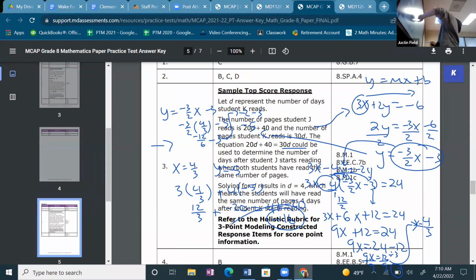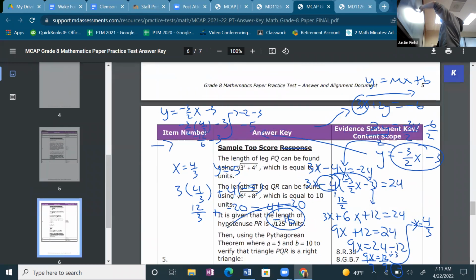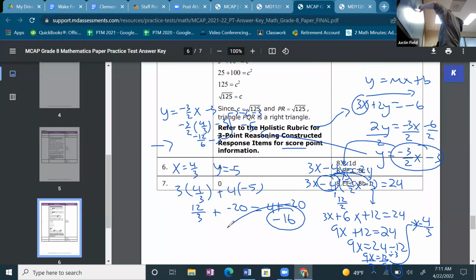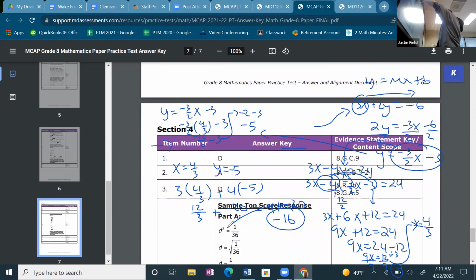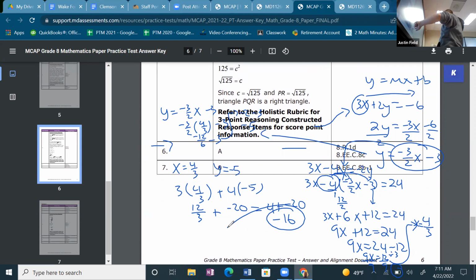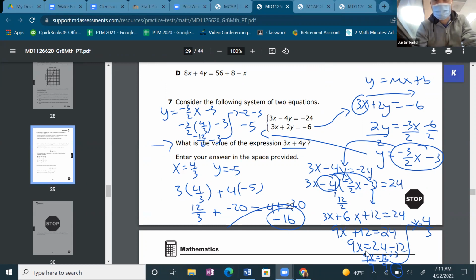Oh, they did the Pythagorean Theorem. What did I miss? I get it wrong. It said it was 0. All right, pause the video. We'll be right back. Some technical difficulty.